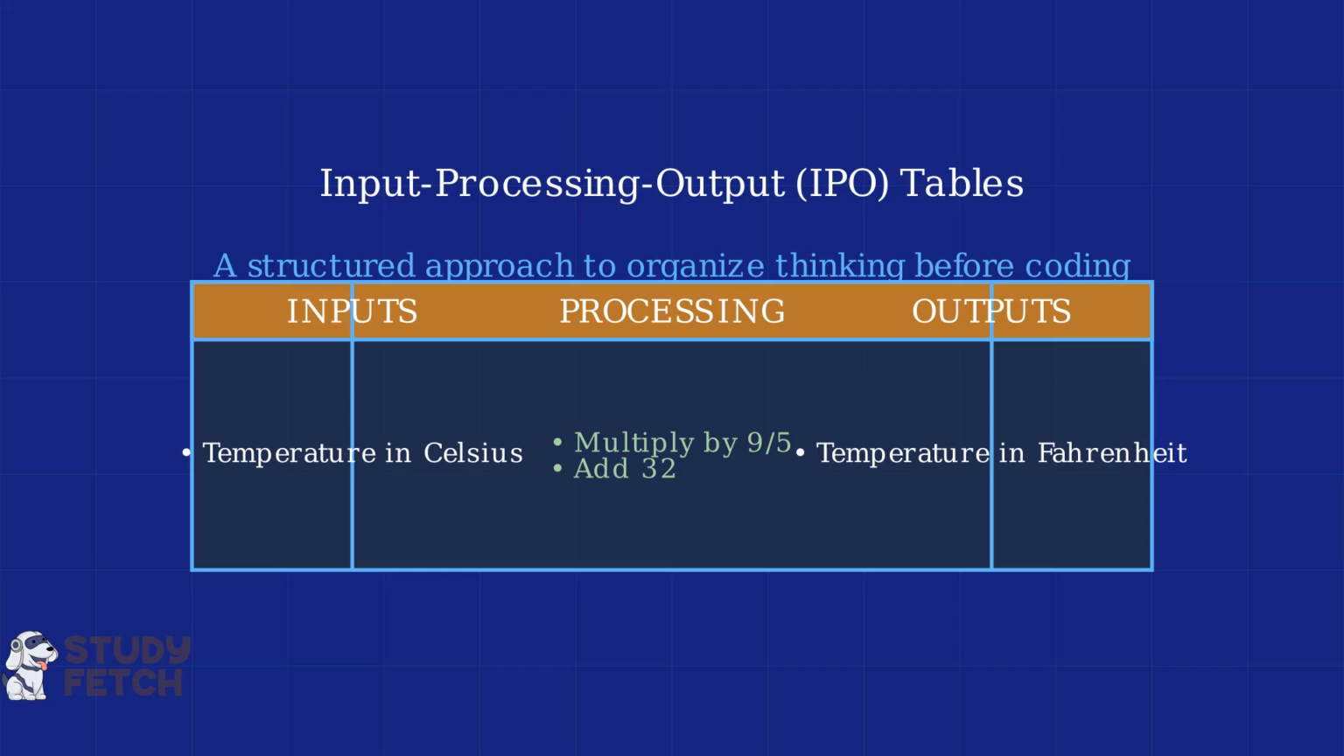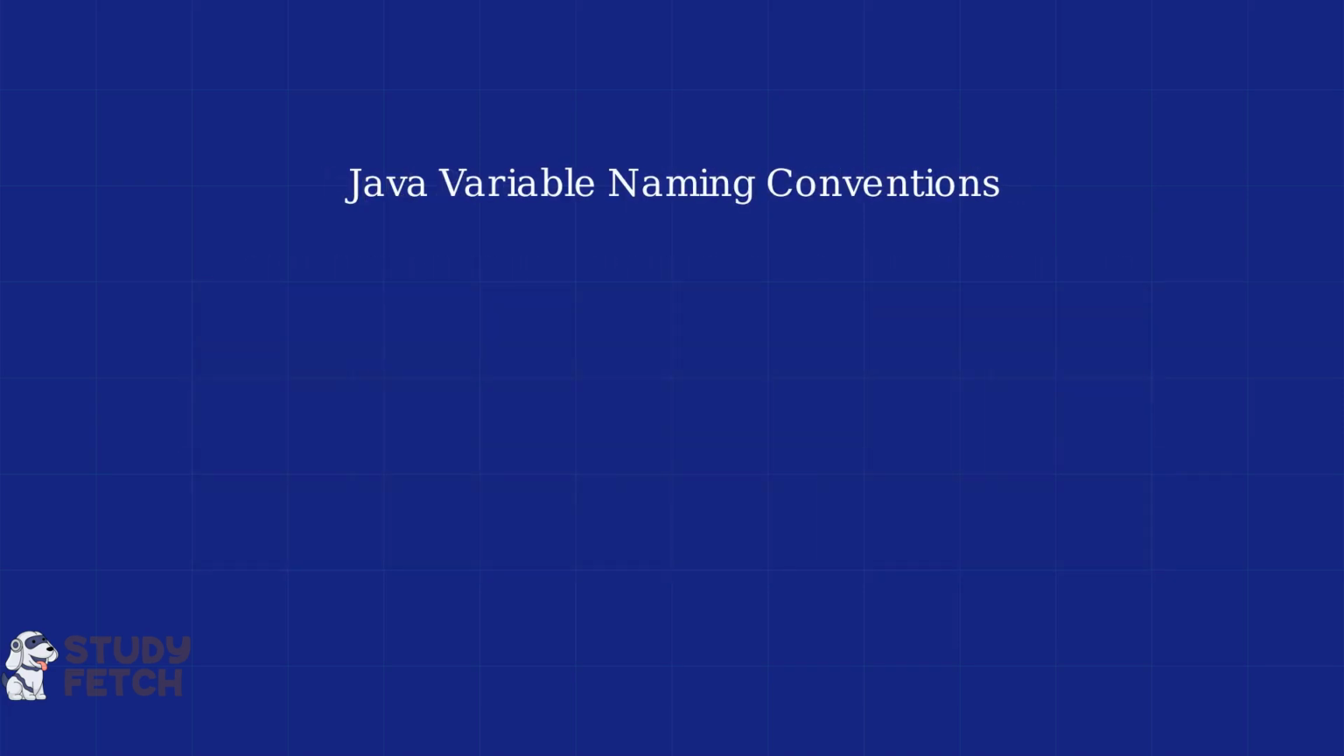Let's see an example for a temperature conversion program. Next, let's cover Java variable naming conventions. Variables should be descriptive, start with a lowercase letter, and use camel case for multiple words.